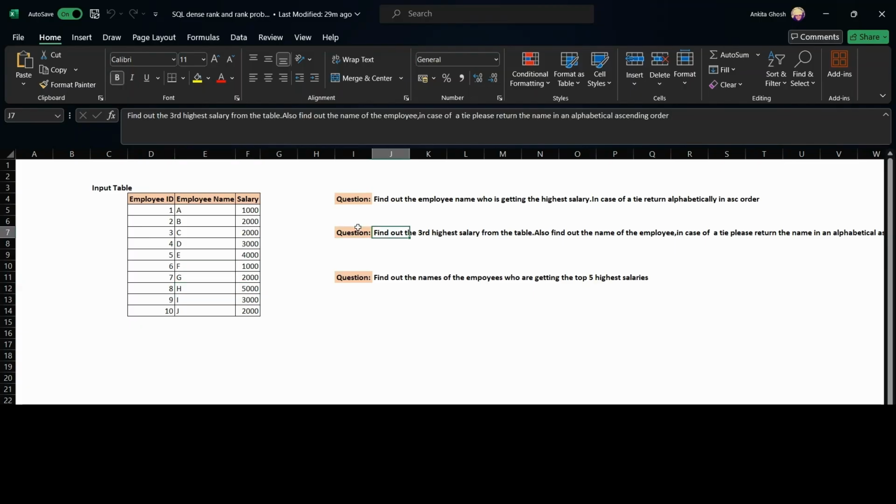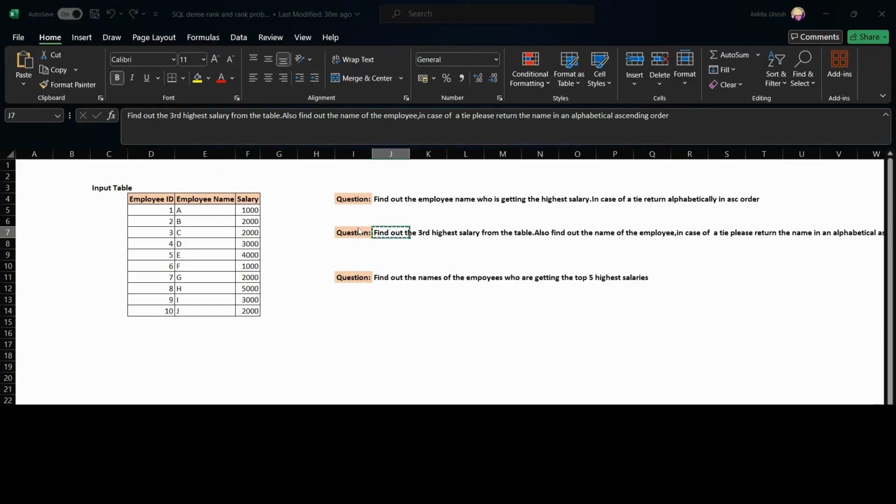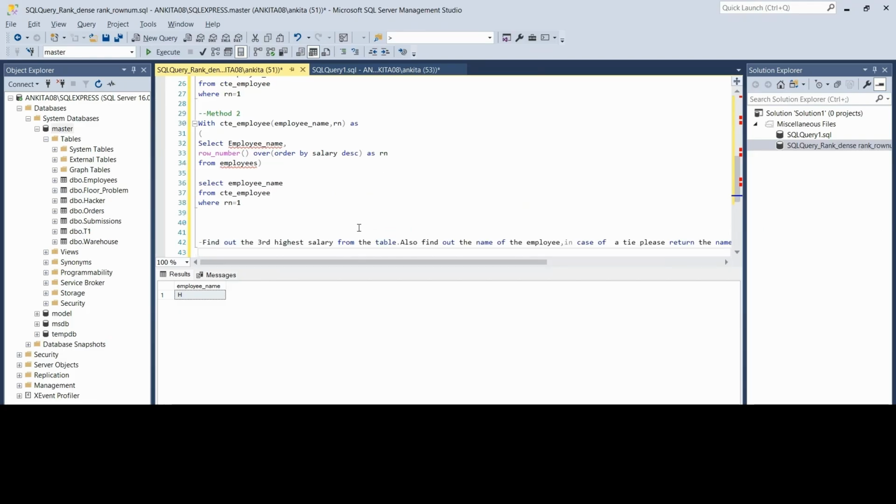Now coming to the next question, we have to find out the third highest salary from the table, and we also have to find out the name of the employee who is getting the third highest salary. And in case of a tie, we have to return the name in alphabetical ascending order. All right, I think the question is clear. I can copy the question here so that it's easy for us to remember.